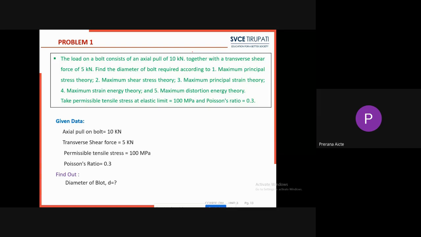So the load on a bolt consists of an axial load, given. They will give the shear force, given. From the shear force we're going to calculate the shear stress. Okay? Calculate the diameter of the bolt according to maximum principal stress theory, maximum shear stress theory, strain theory.